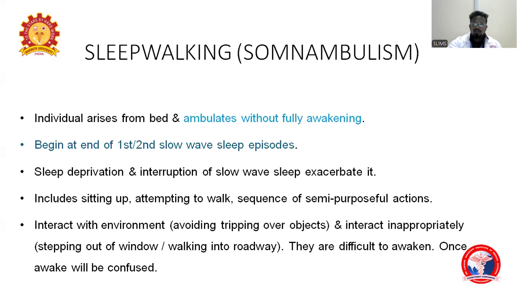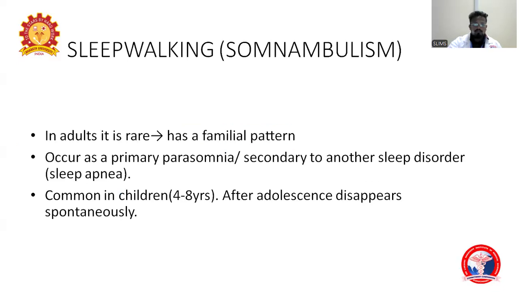They are difficult to awaken. Once awake, they will be confused. People will have confusion after awakening in this kind of somnambulism patient. In adults it is rare. There is a familial pattern, usually seen in multiple families. If a patient has somnambulism, there is a higher chance of it presenting in relatives. It occurs as a primary disorder or secondary to another sleep disorder like sleep apnea. Common in children up to 4 to 8 years.